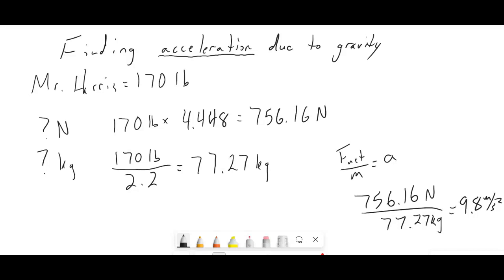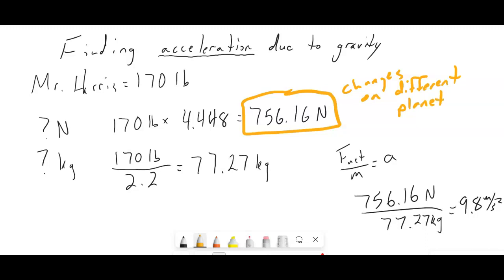So if you know the object's weight in pounds, you can get the weight in newtons. You can also get the mass in kilograms, and then you can figure out the acceleration due to gravity. Now, one last thing, as you take a look at different planets: the weight in newtons changes if we go to a different planet.